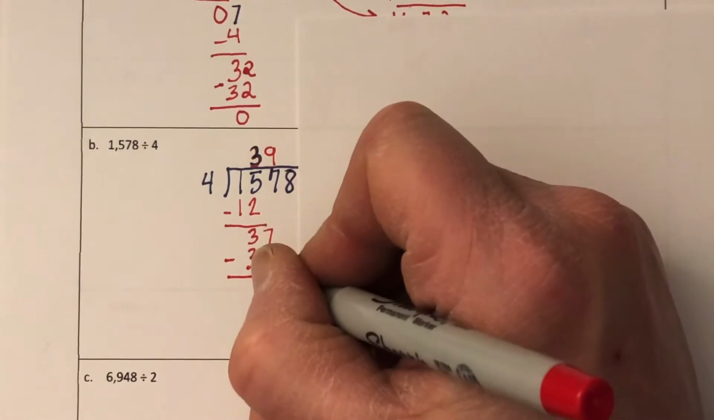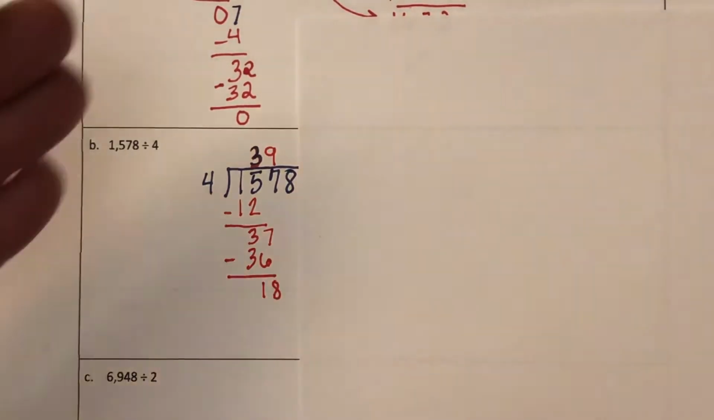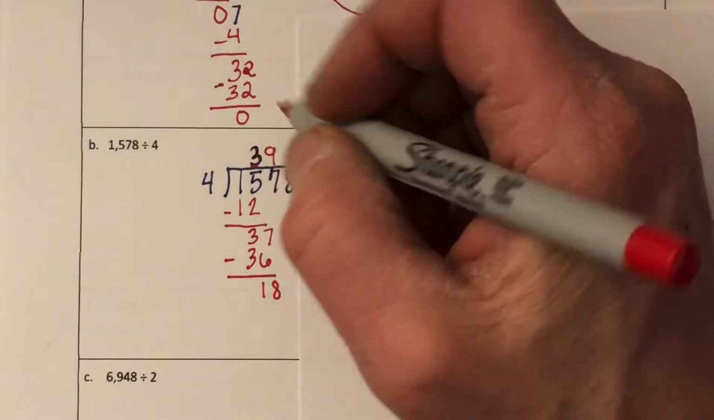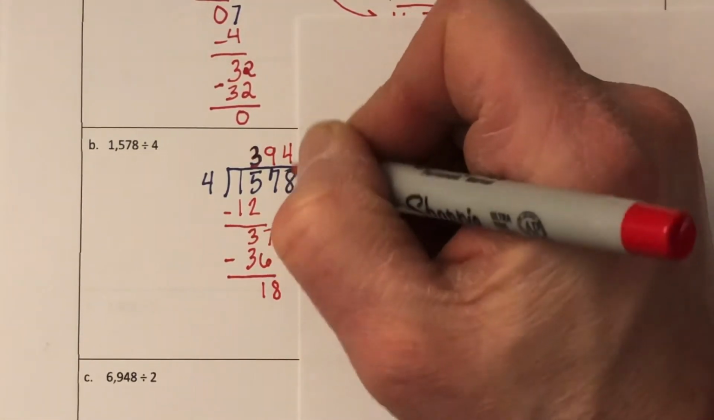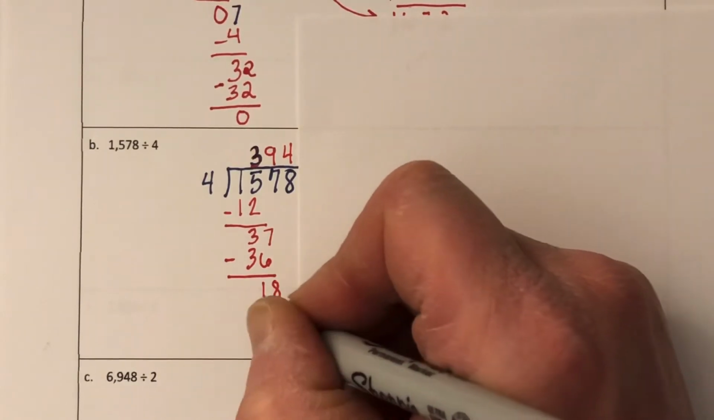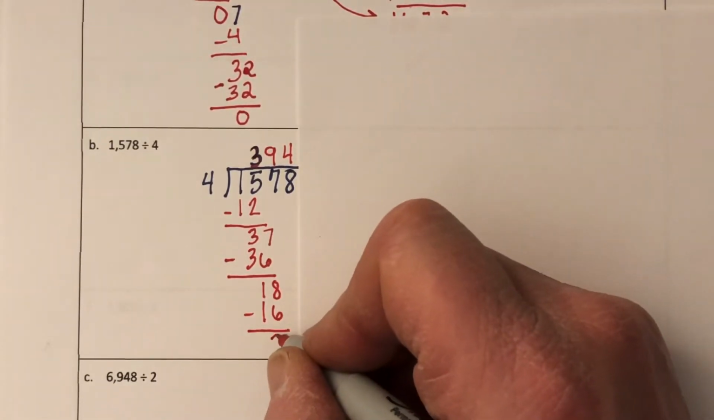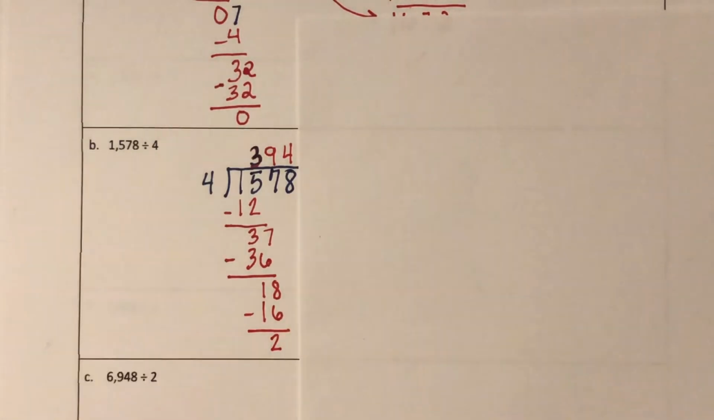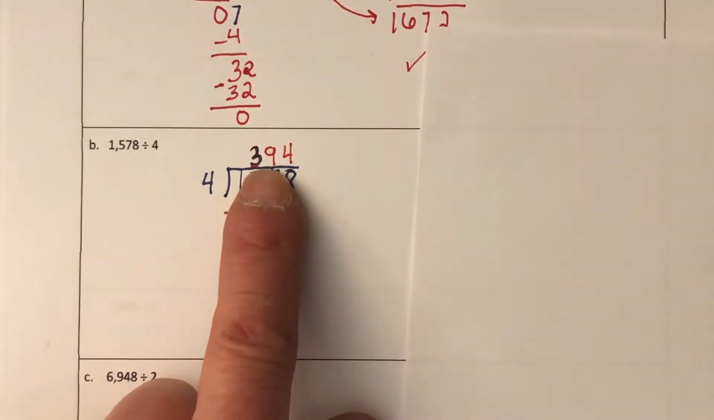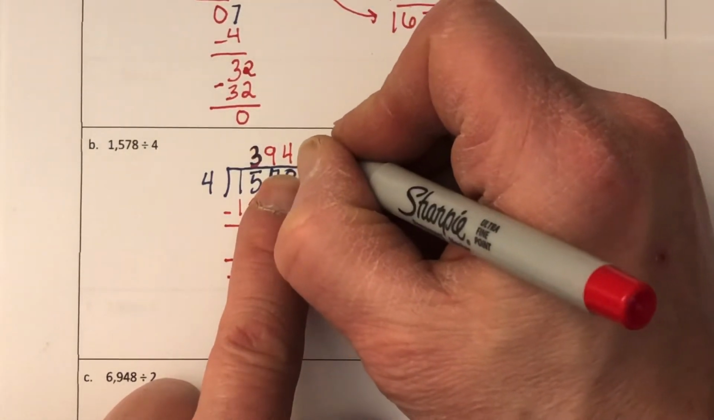So I'm gonna drop this 8 down and make 18. How many 4s fit into 18? That's right, there are 4. 4 times 4 is 16. I subtract, I get 2. So it looks like here I've got a remainder because there's no more numbers to bring down. My quotient is 394 with a remainder of 2.